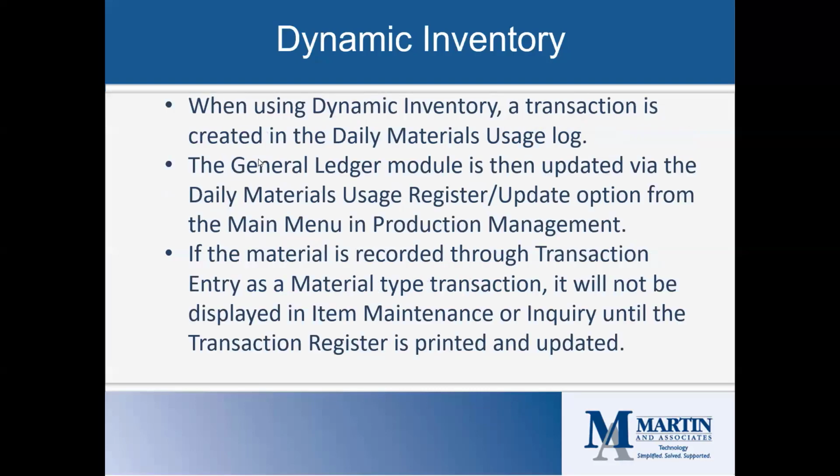All right, so a little bit more about this. When you're using dynamic inventory, like I said, it'll automatically create and reduce the inventory out there, I should say. And what it does, there is a transaction that gets created out in what's called the daily materials usage log, and it just sits out there. And then when you're ready to do the update to the general ledger, because when it issues the items out of inventory, there's no effect on general ledger at that time, you run what is called the daily material usage register, and that's where when you run the update of that, that's when it moves and updates the general ledger accordingly.